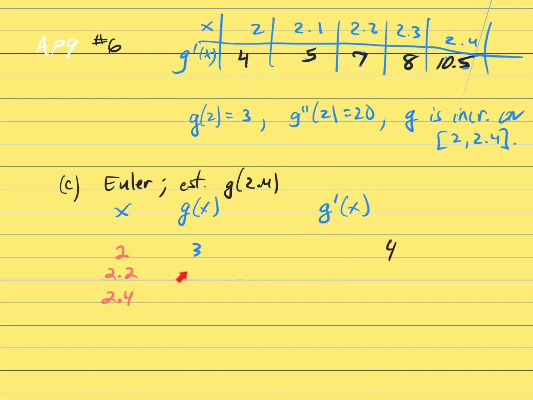Which brings us to the formula for the next y value. When x is 2.2, we approximate that the next y value will be the previous y value plus the step size multiplied by the slope at the previous point. Alright, when x is 2.2, we predict the y value, g of x, will be about 3.8. What about the slope when x is 2.2? That's 7.